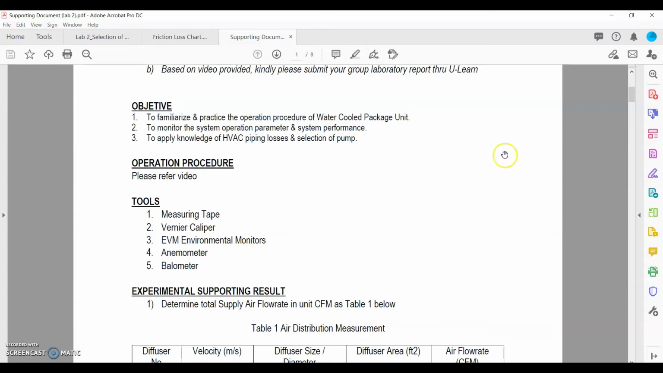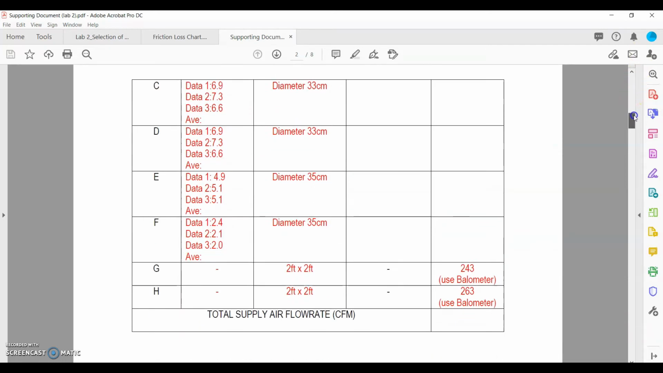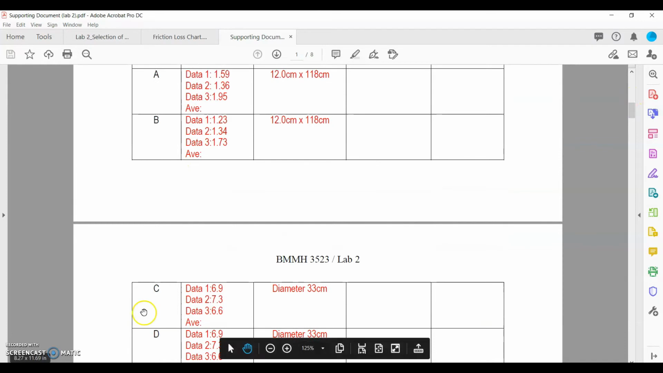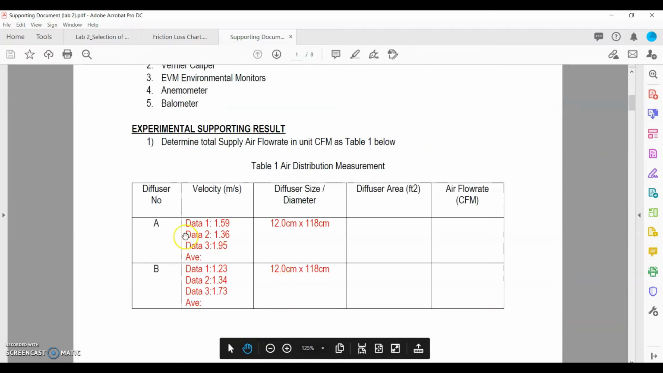From table 1, I already gave you the velocity of all 8 diffusers. You can see from the left column, A until H, the value of the air velocity, 3 data, and you need to find the average. The diffuser size I gave you in centimeters, so you need to convert it to feet in order to place your calculation here. Make sure you fill in this data with the unit square feet.